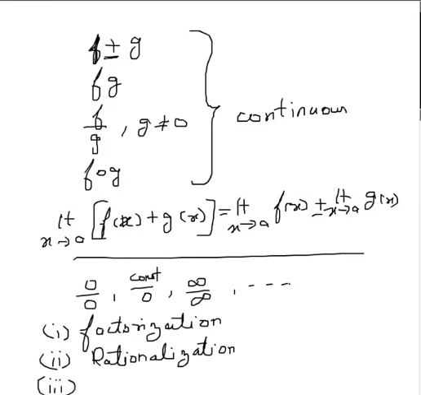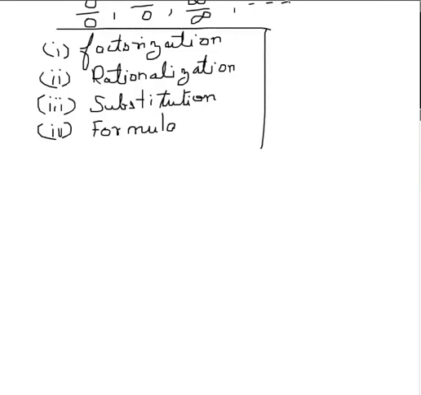Or we do rationalization. Rationalization we apply when two terms are under root or one of them is under root and the denominator becomes 0. Or in some questions we use the substitution method. We can apply the formulae also, the formula method. So one of these four methods we use in case we get one of the above forms, 0 by 0 form or some constant by 0 or the infinity by infinity form.